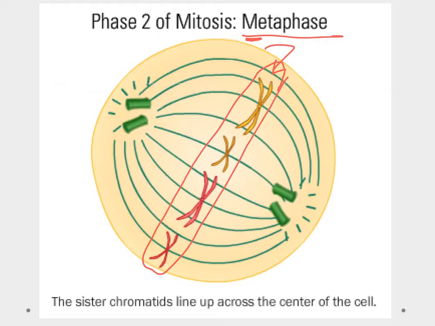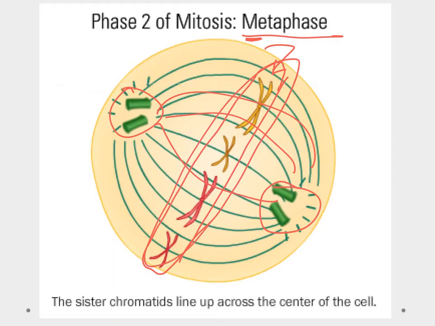You can see that the centrioles that started off on one side have migrated to the opposite poles. The spindle fibers have now stretched across the cell, and you can see those coming across this way here. Those are the green lines. And this is metaphase. Remember, metaphase is the middle. All of the chromosomes line up here in the middle.